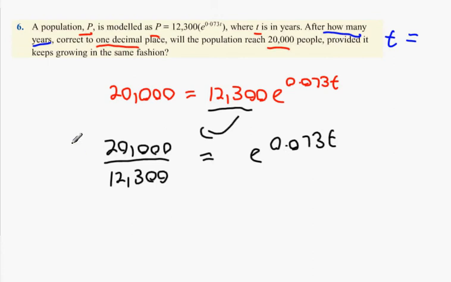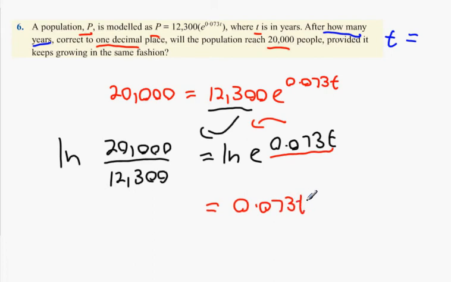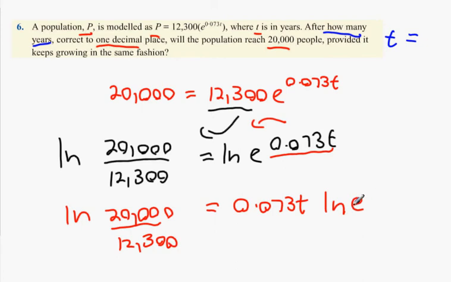Now we can ln both sides, and now we can undergo our power rules, okay? And the power rule is bring the power to the front. So we're going to have 0.073t ln E, and that equals ln of 20,000 over 12,300. Now, what did we say about ln E? Same thing as log e to the base e. It is 1.